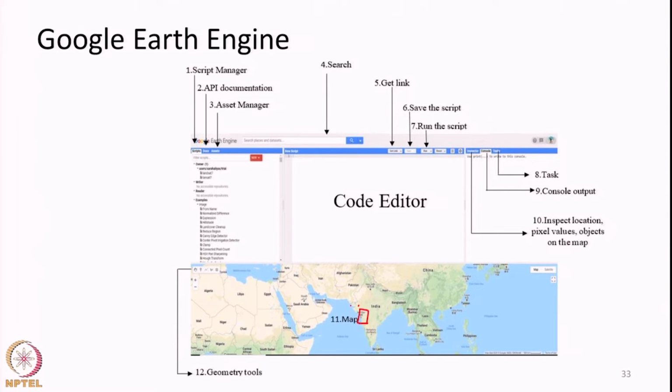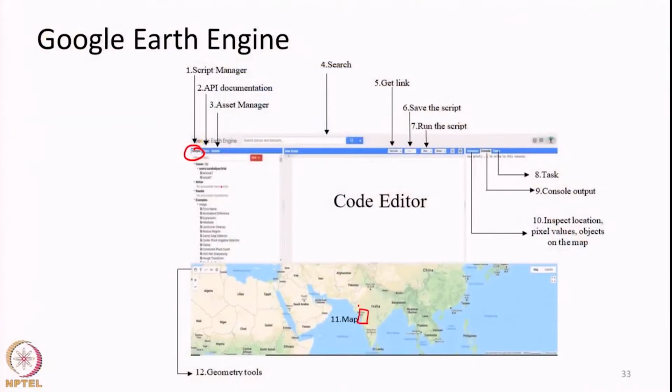So all these things are possible, or if I have some output, I can see my output being displayed here. So that is possible. This is a script manager. The script manager tells us what are all the different codes that we have written, or what are all the different codes that are available to us. There are plenty of different pre-written codes available. We need not write everything from scratch.